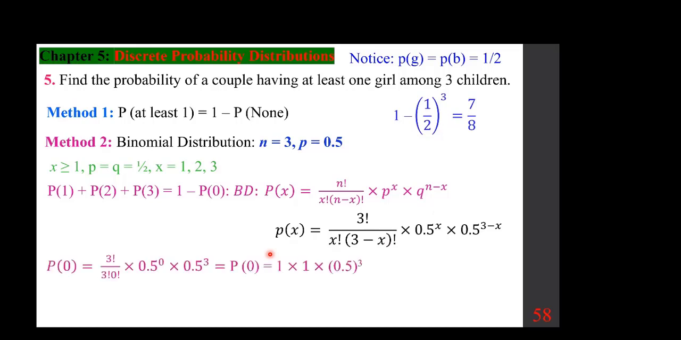Now, again, it's easier to go with 1 minus probability of 0 because we have all the way from 0 to 3. So let's calculate just 0. So in this one, calculate the probability of 0 and subtract it from 1. It gives you the same answer using binomial distribution, and it is a tad faster.